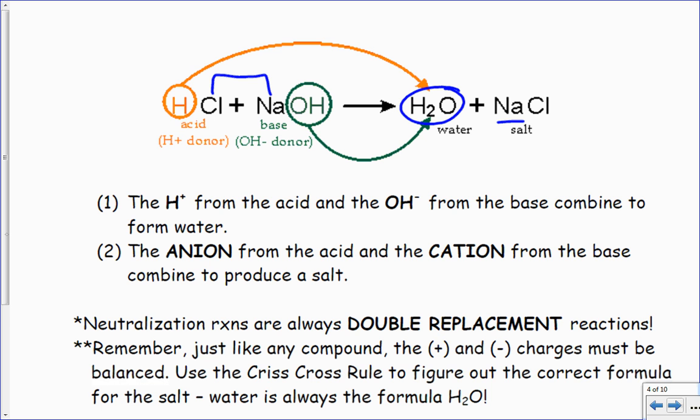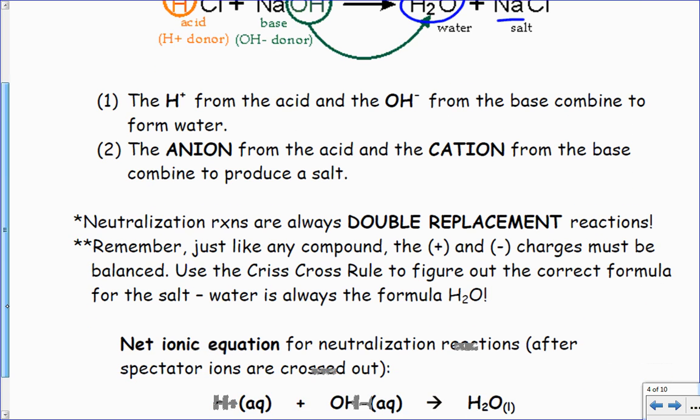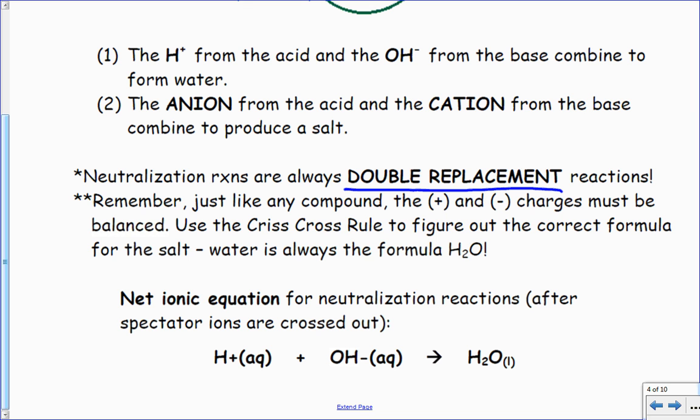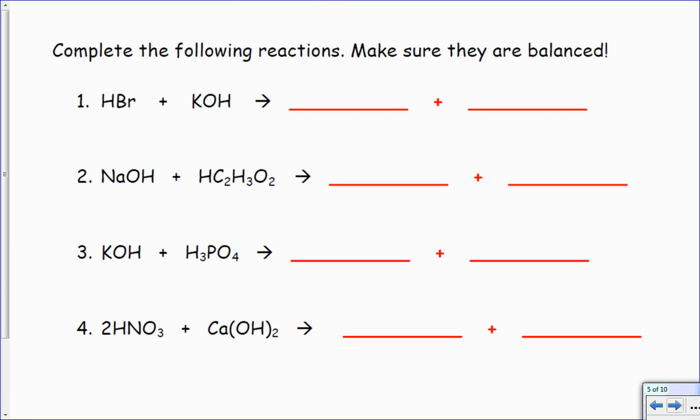So, in your reading and writing, it talks about what's happening. The neutralization reactions are always a double replacement reaction, which we know how to do. And we always write the positive first and then the negative, but we need to be able to balance them using the crisscross rule. Okay? So many of the things we've learned in chemistry prior will come back into play.